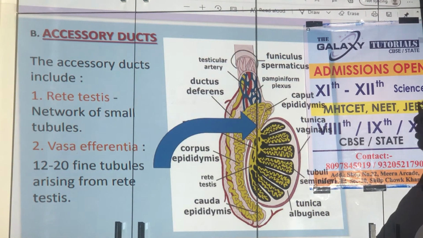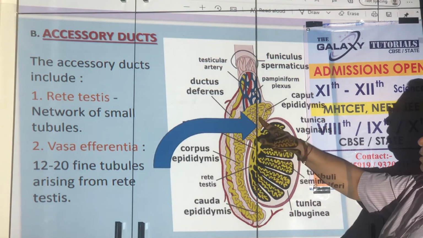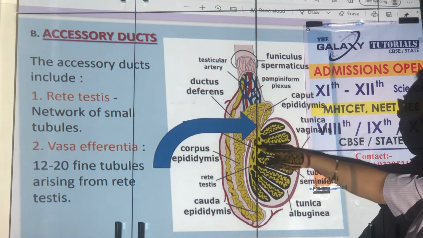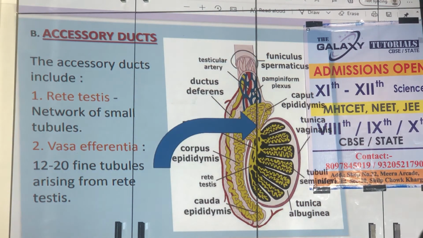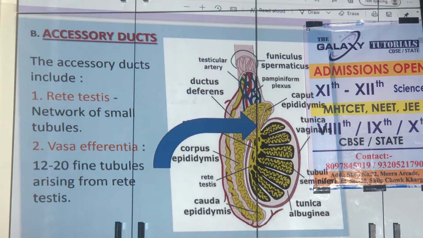Accessory ducts. These are what come outside of the testes. First, rete testis. The whole clump comes and forms a network. Second, vasa efferentia. You can see how it is joining and forming the vasa efferentia. 15-20 fine tubules arising from the rete testis. Okay. This part is inside and that is what is going outside. Okay.